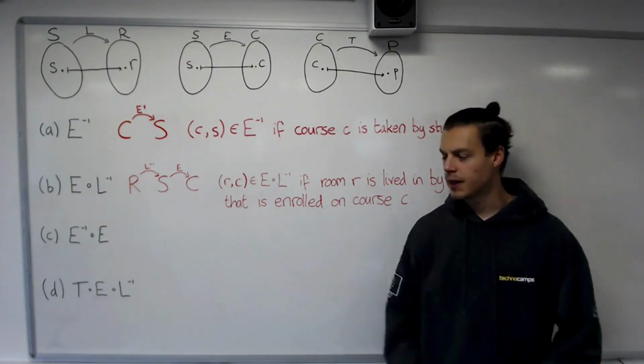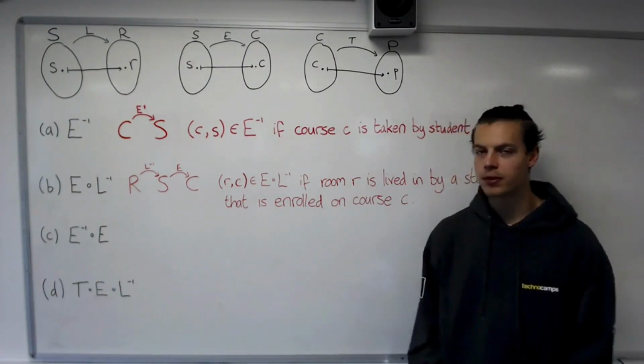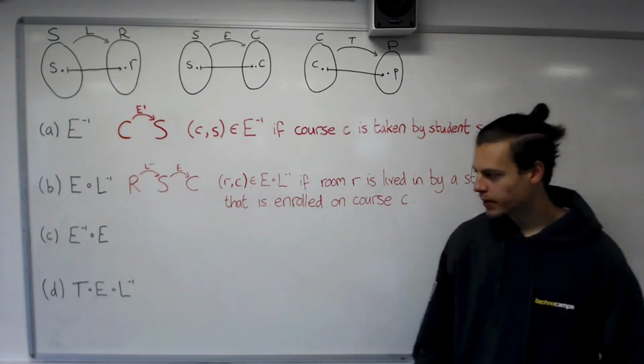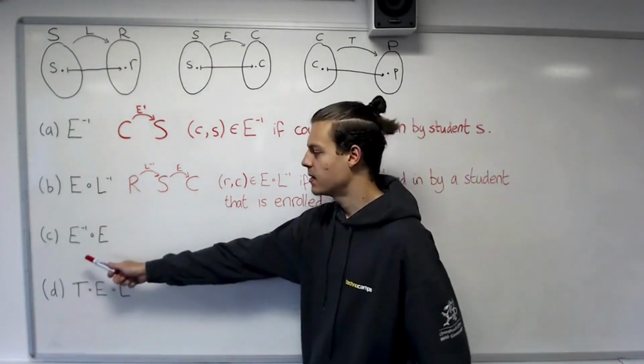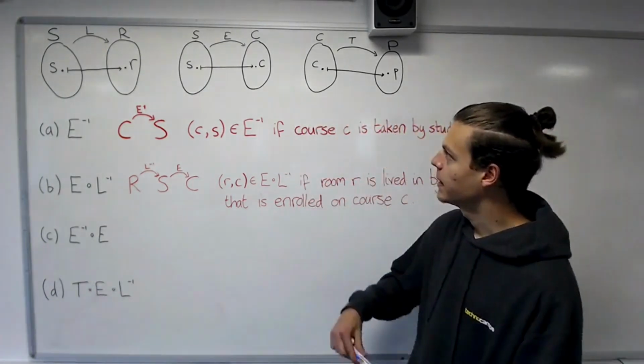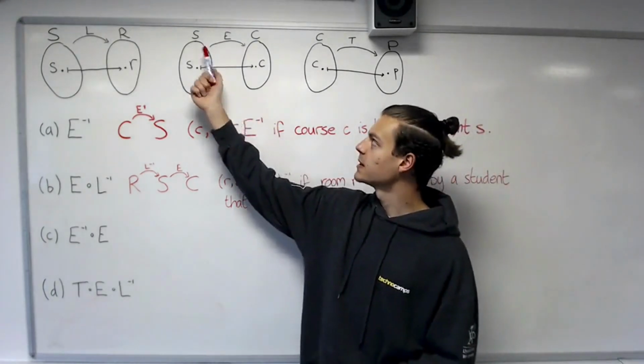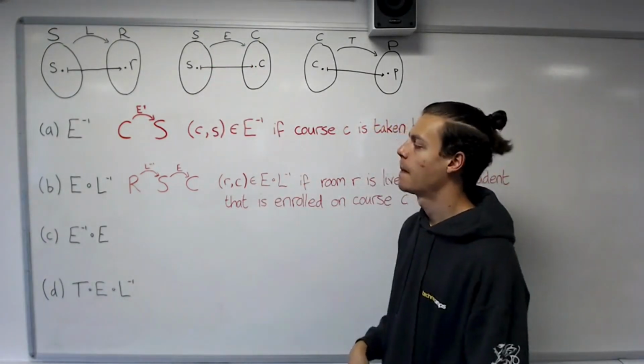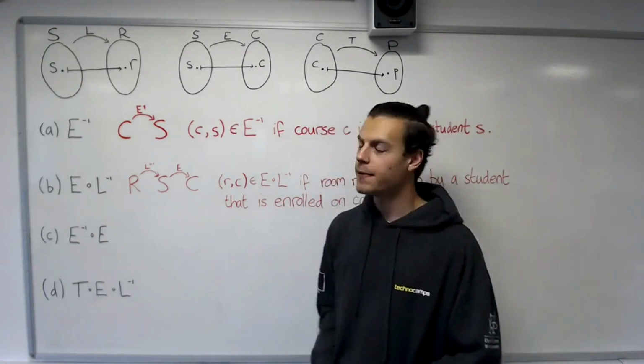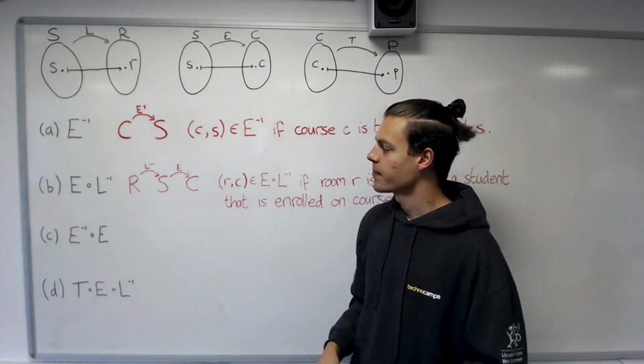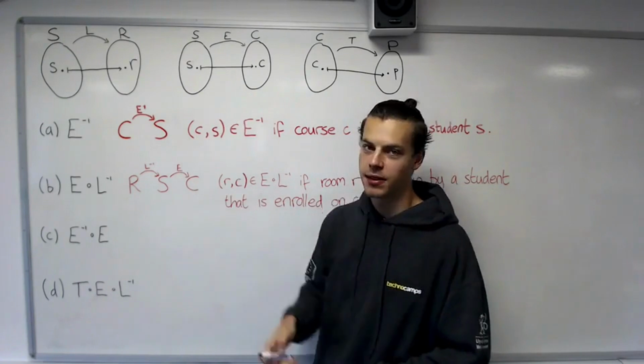The third relation is E inverse composed with E. So we apply E first and then the inverse. E maps the set S to C, and the inverse will map it back to S. So this composition will map S to itself.